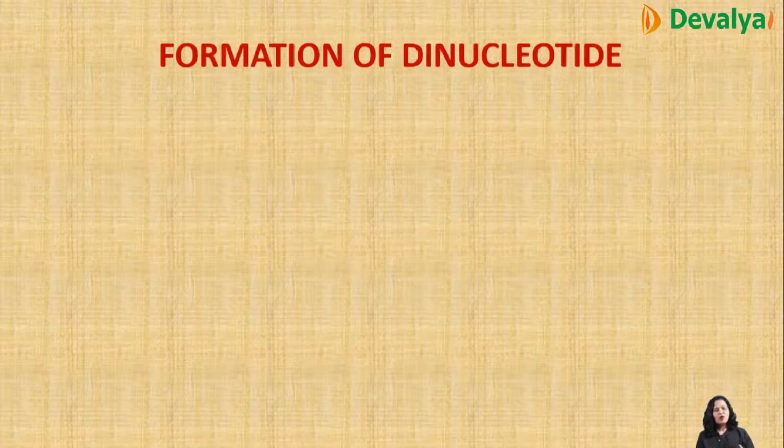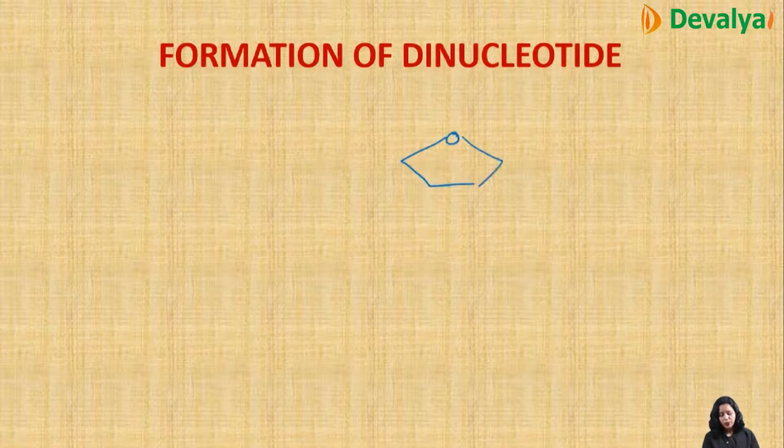Then how do we form the dinucleotide? Two nucleotides combine with each other through a phosphodiester linkage. So here is your sugar first. This is sugar, where we'll put H, H, OH. Here is H. There is a nitrogenous base. This is the base.